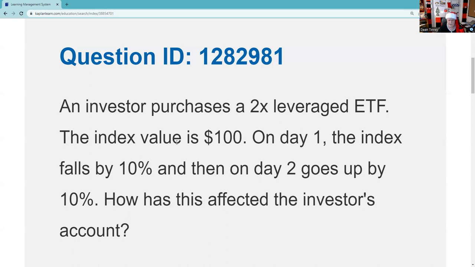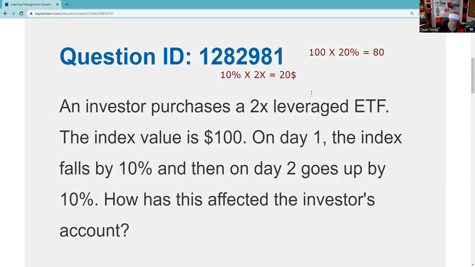The index value is $100. On day one, the index falls by 10%. So again, you've got to be careful here. If the index falls by 10% and I have a 2x leveraged ETF, I would expect my ETF went down 20%. So if it was 100, times 20%, I would expect that this is now 80. Again, the same supercharged speed I make money with is the same supercharged speed I lose money with.